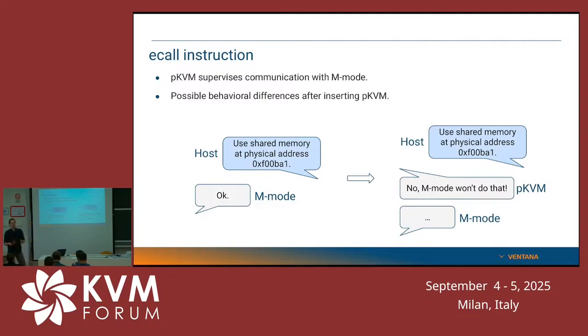Well, pKVM doesn't know how to do it because it has no devices of its own. So its only way to implement the ECALLs is to tell M mode, which is below it, to do the write. But if we just blindly forward the request from Linux into M mode, it's possible that Linux would access confidential memory, which would break confidentiality. So in pKVM we need to intercept and understand all the ECALLs to triage whether they're safe or not. And if they're safe, we forward them to M mode.